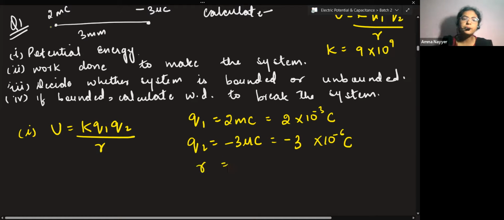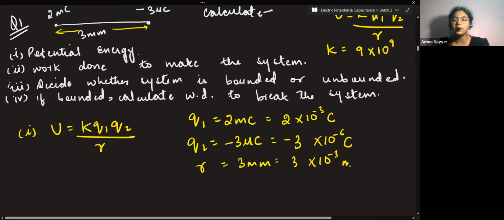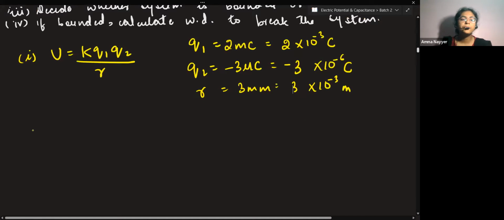Separation between them, the separation is 3 millimeters. So 3 millimeters, again, milli is what? 10 to the power minus 3 meters. Now you can see the SI unit. All are in coulomb or meter, which is the SI unit. Now we just have to put in the values.